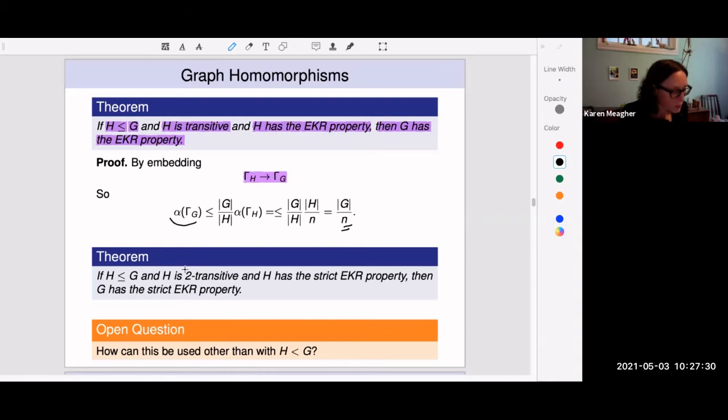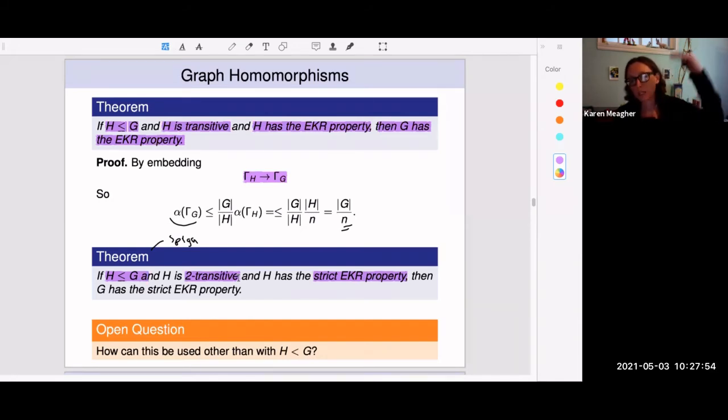We can actually push this a little bit further. This is something that Spiga did ages and ages ago. If we have the same setup where we've got a big group and a little guy, and the little guy has the strict EKR property, now here we need something extra. We need the little guy to be two-transitive, not just transitive. So if the little one has the strict property, the big group has the strict property as well.